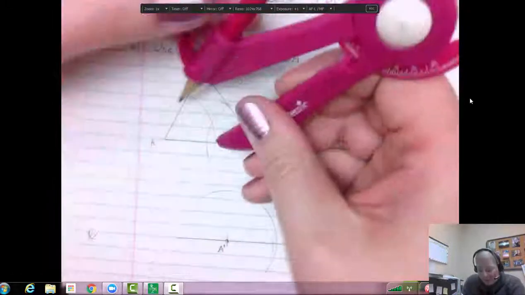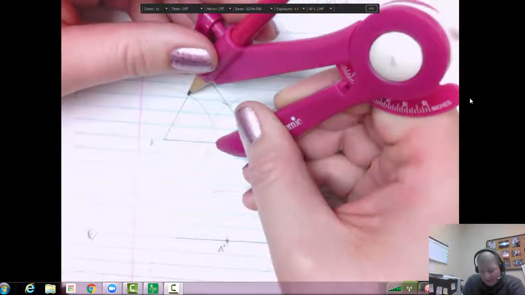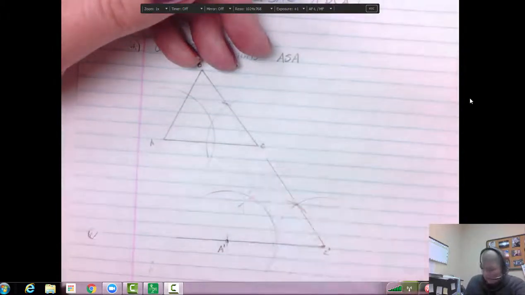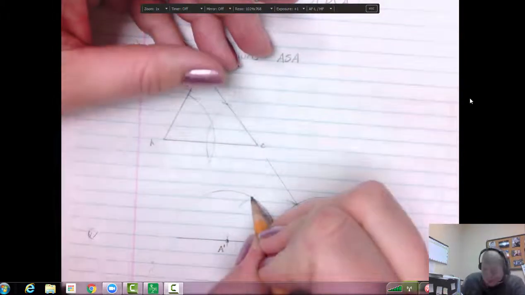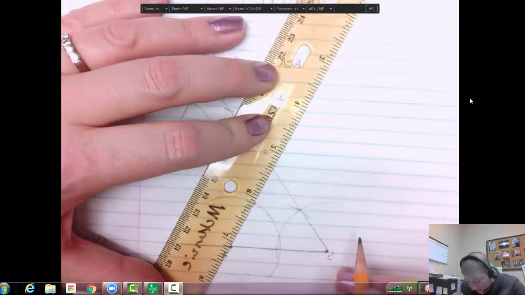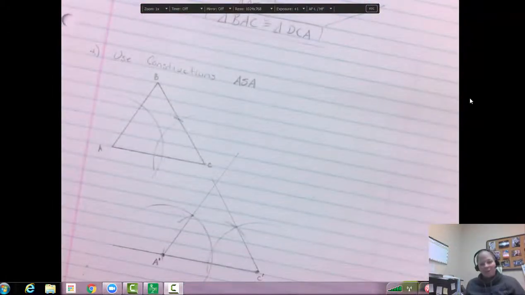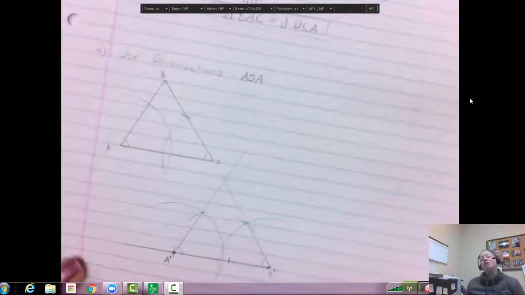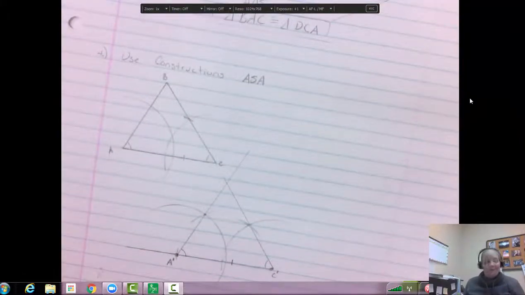So I'm going to go back to the original and I'm going to measure that distance across, and I'm going to go back over here where it crosses the line and mark off where that distance is. So we know that this is going to be angle A through this point here. We'll just make that line really long, and the triangles have to be congruent because we have angle, angle, and a side. All right, so that's how you use constructions to prove that these shortcut congruences work. So we know they can work.